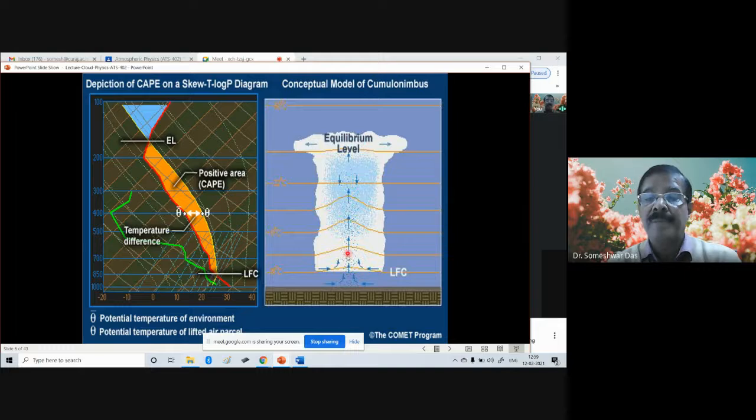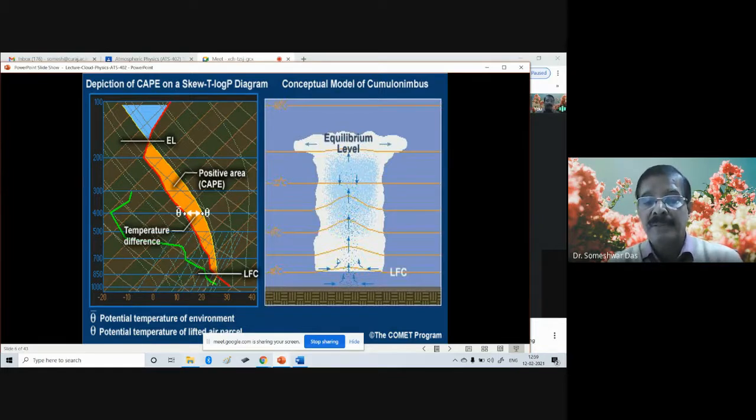On the right side, you see a typical illustration of a cumulonimbus cloud, a convective cloud. Here you can also see schematically that there are updrafts in the cloud, and some downdrafts also originate at certain levels above the base of the cloud. So this is a typical cumulonimbus cloud.